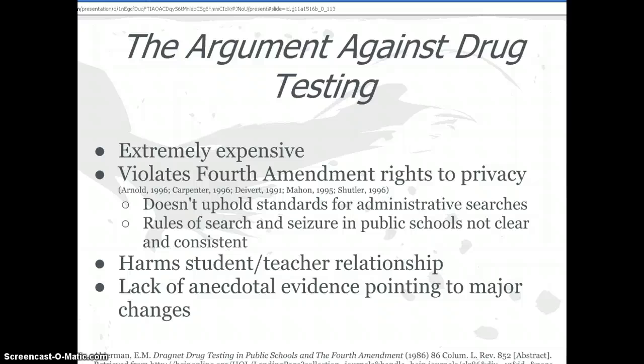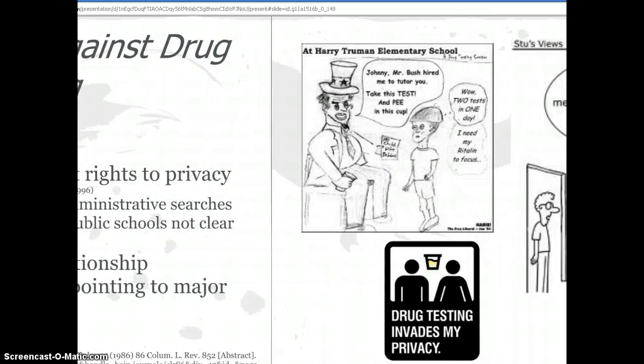And finally, there is quite a bit of lack of anecdotal evidence pointing to huge major changes. This is probably the biggest and most data-backed argument against testing. Studies haven't shown huge improvements in the number of students using illegal substances from before to after. These are just some Google images that were kind of funny and talked about how they were against it.